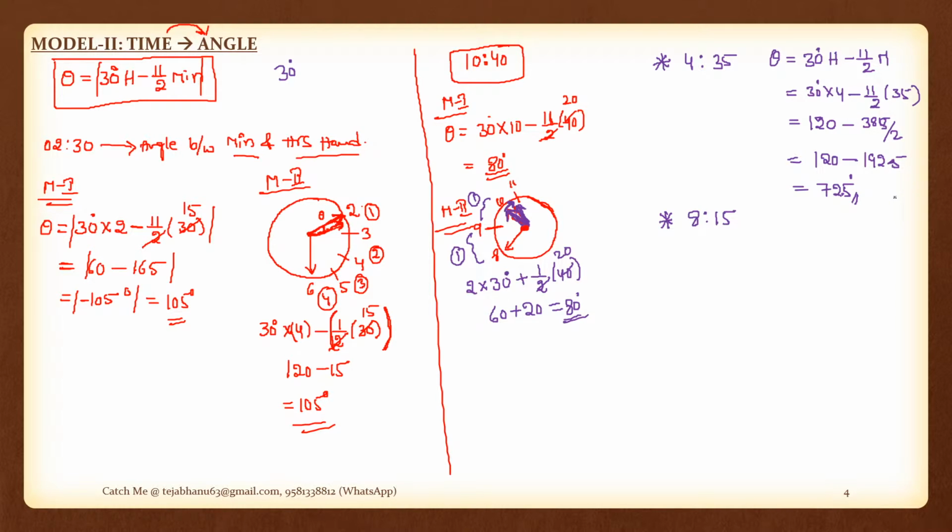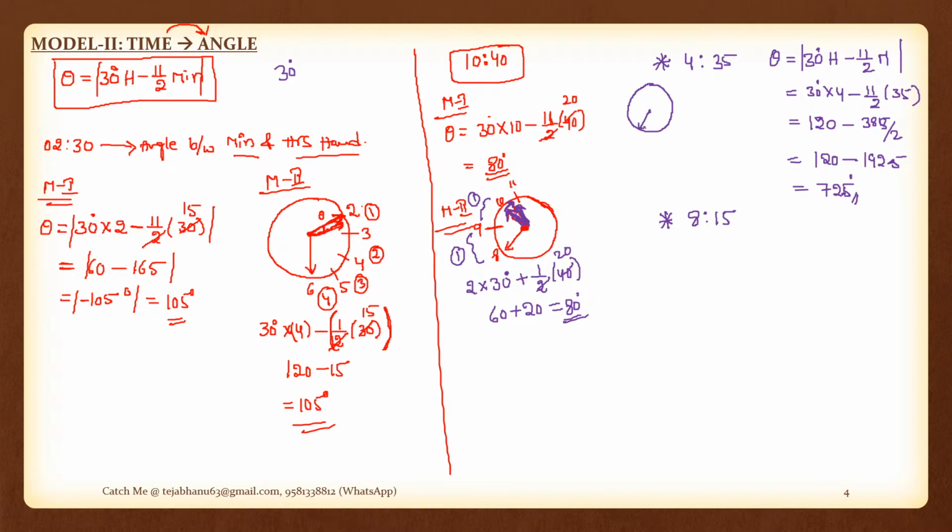Is this clear? Ashok, maybe you got confused. It's 72.5 degrees. Since we have modulus in this formula, we have to take the positive value.